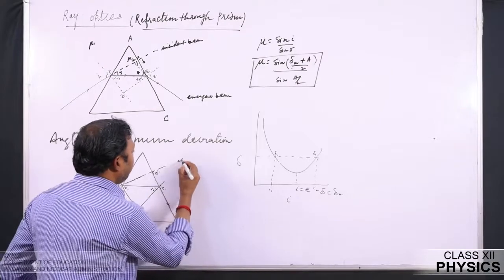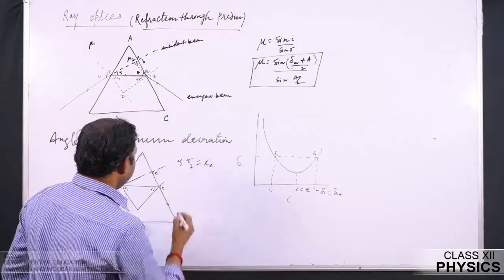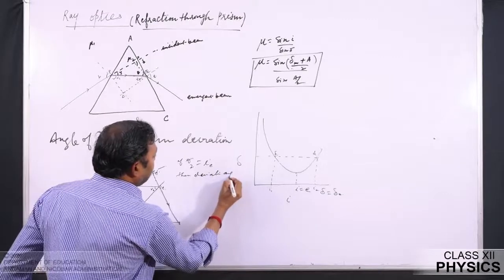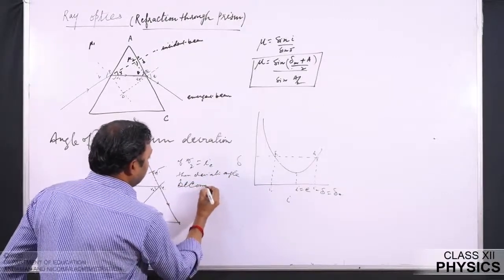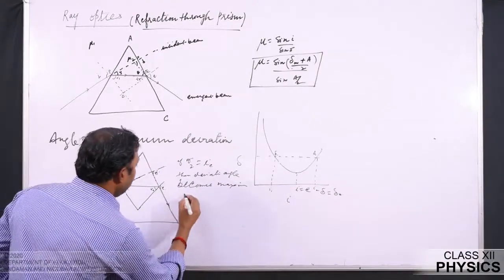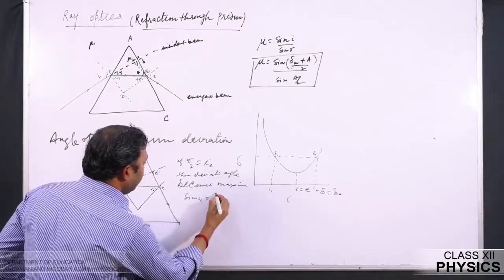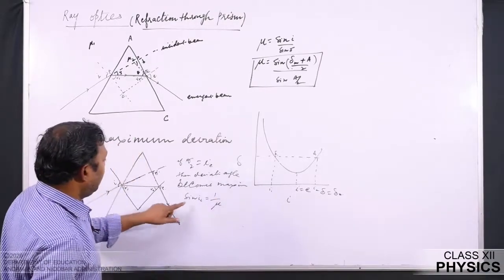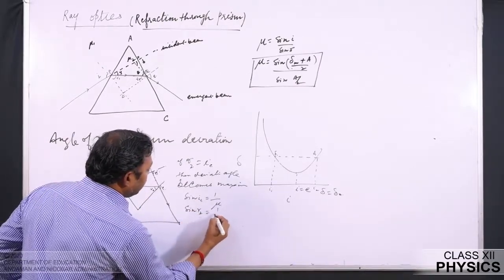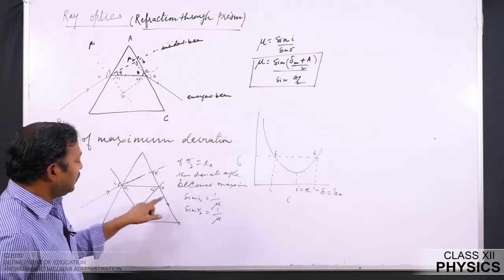So, if r2 is equal to ic, then the deviation angle becomes maximum. So, at this condition we have sin of ic equal to 1 by mu, or in place of ic we can write sin of r2 is equal to 1 by mu. In this way, the critical angle can be determined, that is, r2 can be determined.